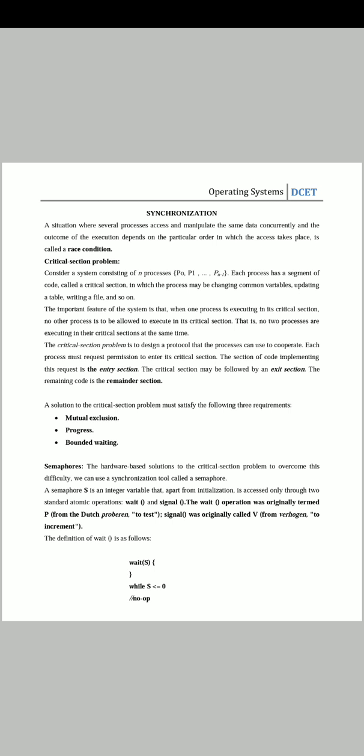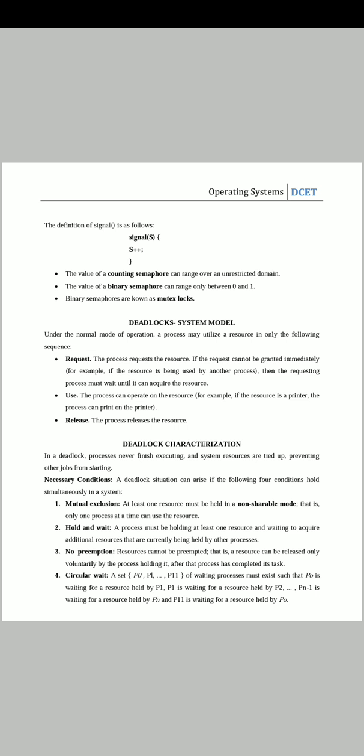If S is lesser than or equal to 0, it means that if I have an S value lesser than or equal to 0, then I should not perform any operation. If the S value is greater than 0, then I have to do some operation. You know that S is an integer value. If its value is less than or equal to 0, I am not performing any operation on it.